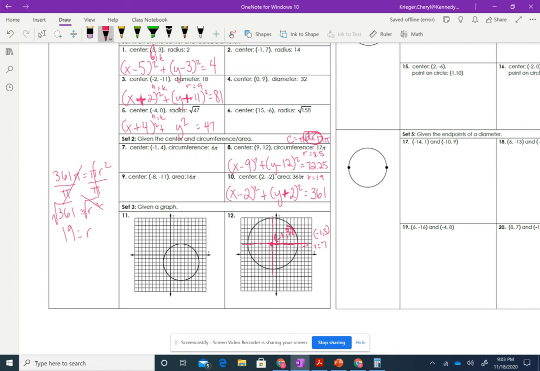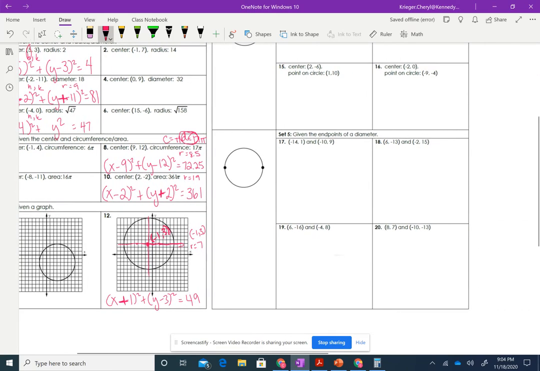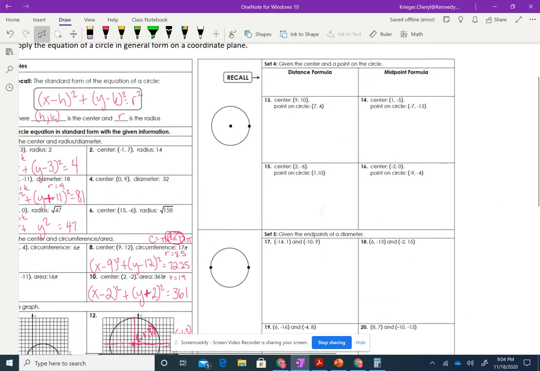Okay, so x minus h is negative 1 squared plus y minus k, 3 squared, equals 7 squared, and 7 squared is 49. So I'll clean up my double negative to make it a plus. x plus 1 squared plus y minus 3 squared equals 49. Hopefully you guys think this is easy.